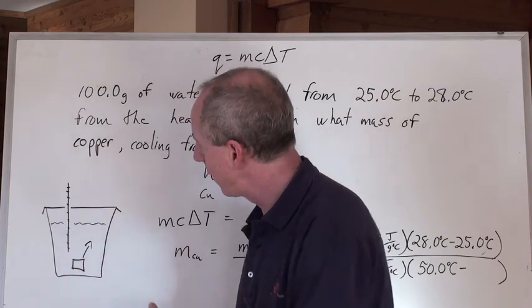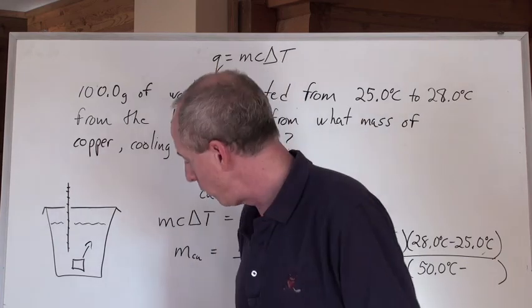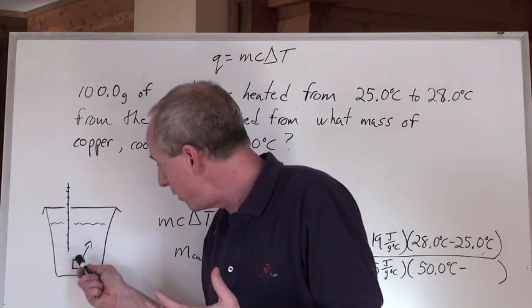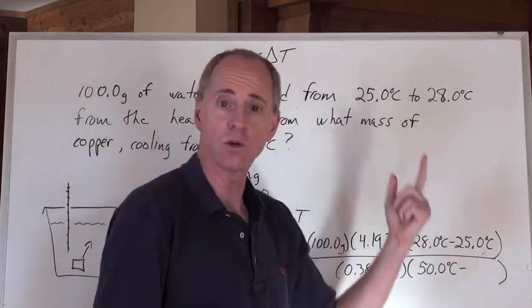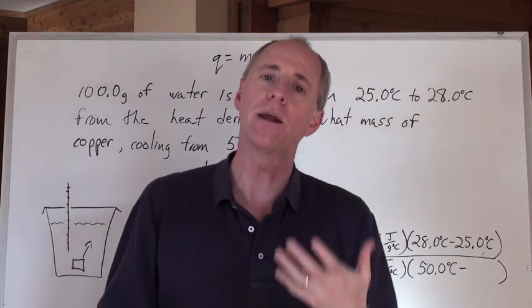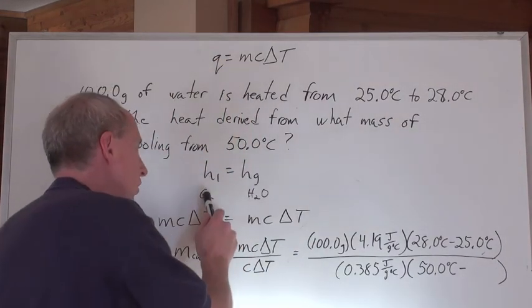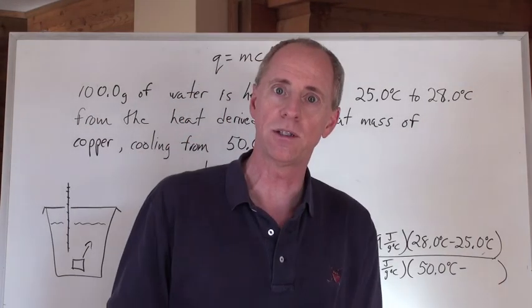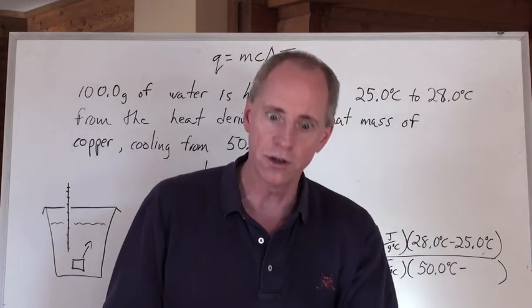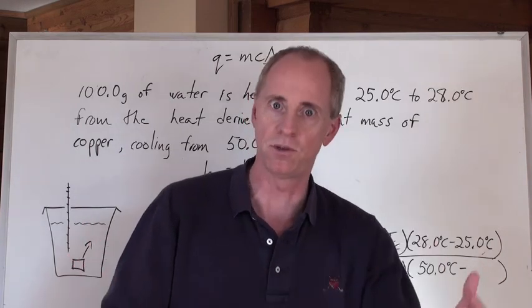So, here's the thing. The copper is losing heat to the water, which is gaining heat in the calorimeter. So, how much copper is actually going to lose that heat to warm up the water from 25 to 28? We set up heat loss equals heat gain. The heat that's lost by the copper equals the heat that's gained by the water. Is the copper undergoing a temperature change? Yep. Is the water undergoing a temperature change? Yep. That's MC delta T equals MC delta T.